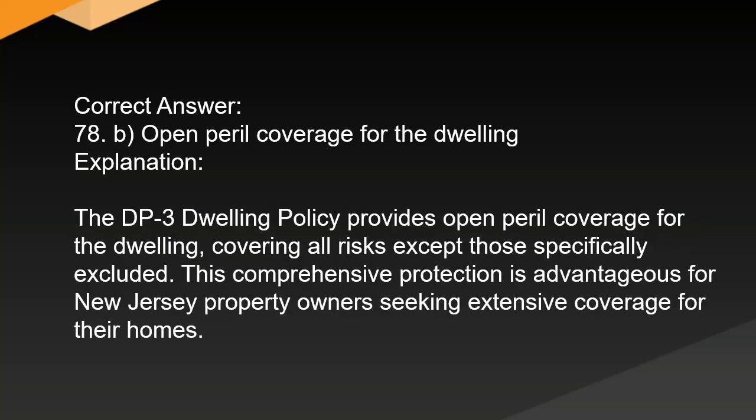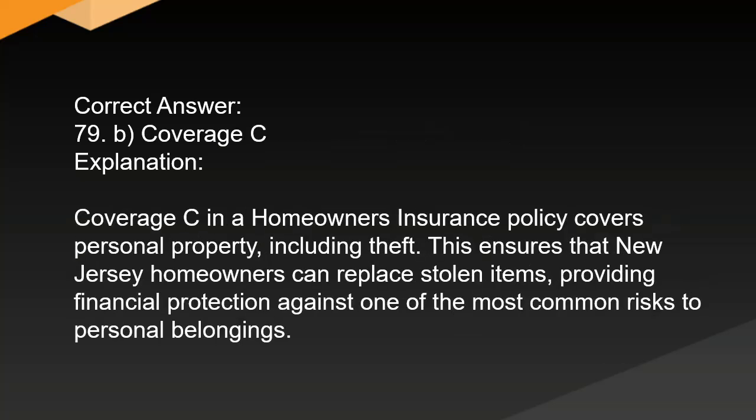Correct answer. B. Open peril coverage for the dwelling. Explanation. The DP-3 dwelling policy provides open peril coverage for the dwelling, covering all risks except those specifically excluded. This comprehensive protection is advantageous for New Jersey property owners seeking extensive coverage for their homes.